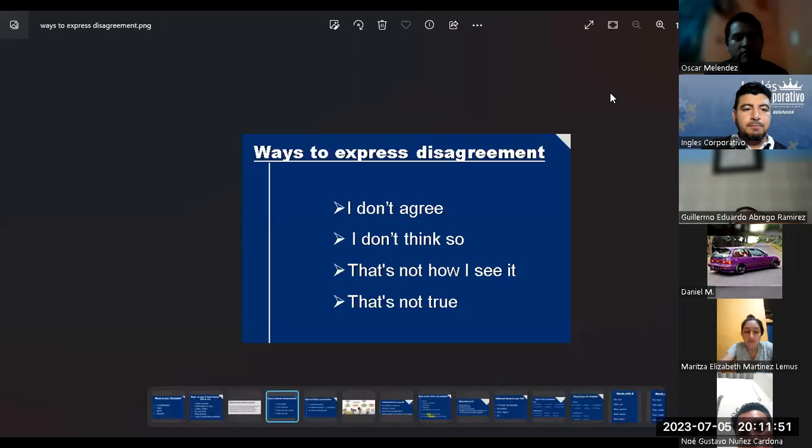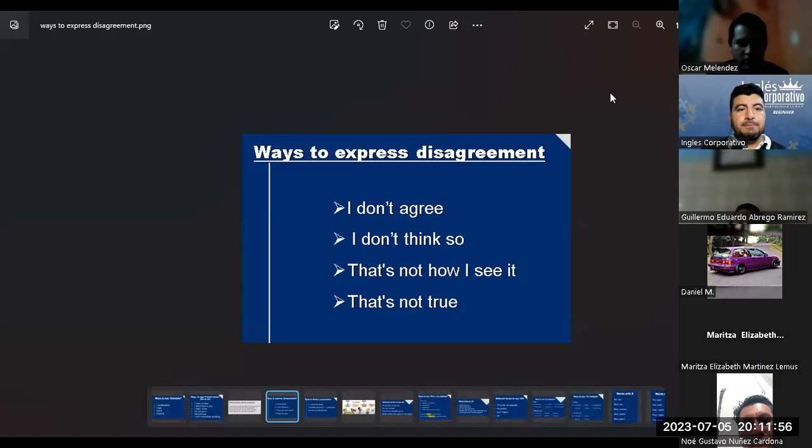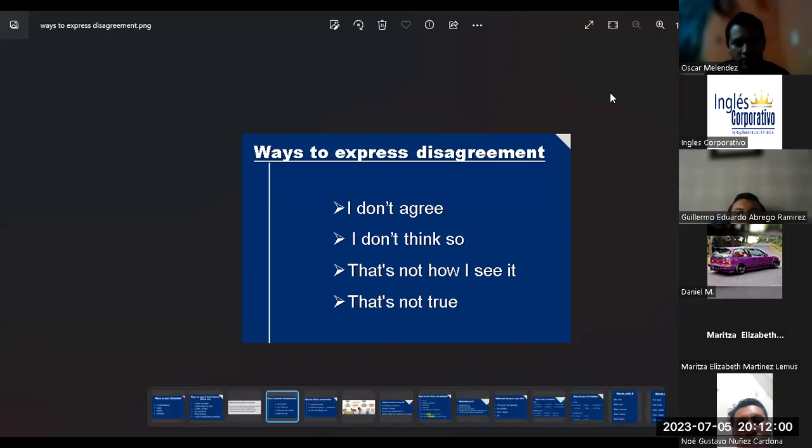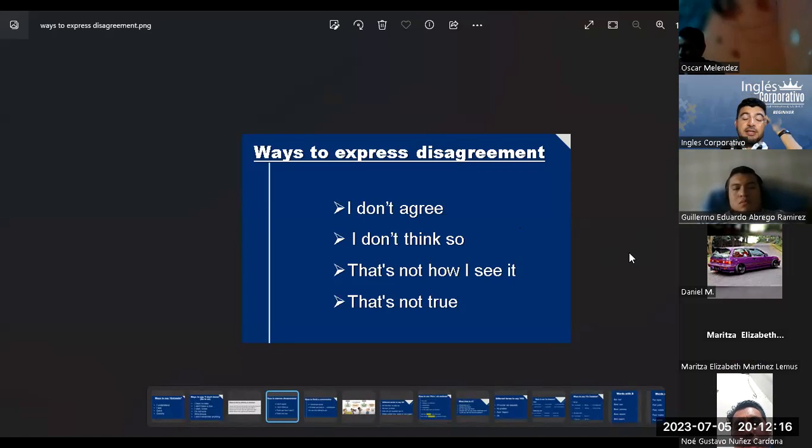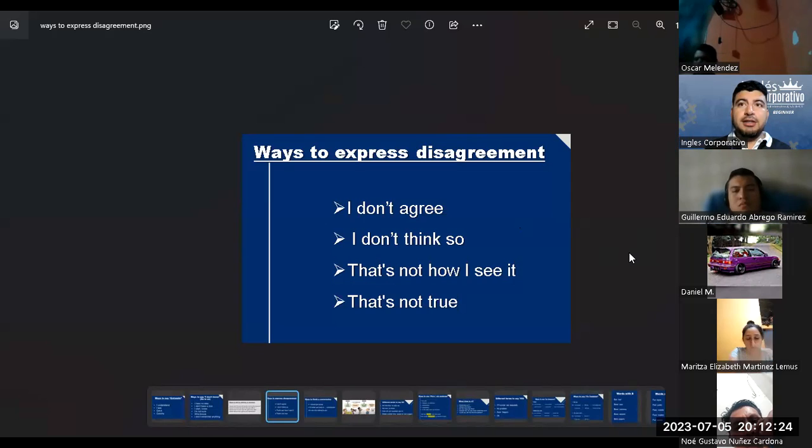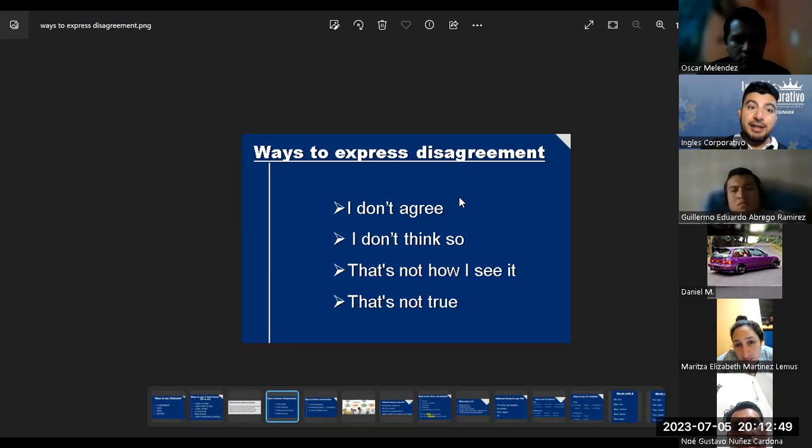Here we have ways to express disagreement. Yesterday we were talking about ways to express agreement, cuando ustedes están de acuerdo con algo. If you listen to a person saying his or her opinion, you say, I agree, absolutely. That's for sure. Well said. But if a person says something and you don't like it, you don't share that opinion, you can use one of these four phrases. Number one, I don't agree. The opposite is I agree. Estoy de acuerdo.